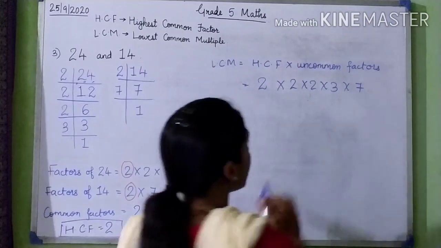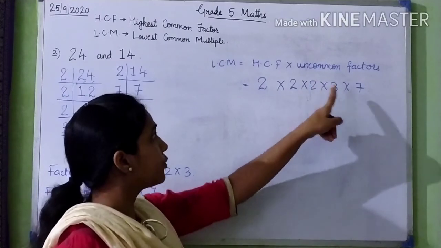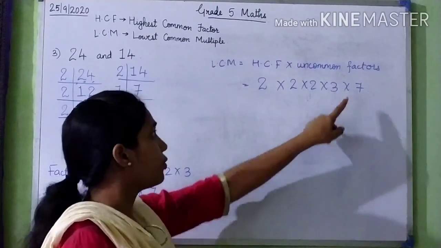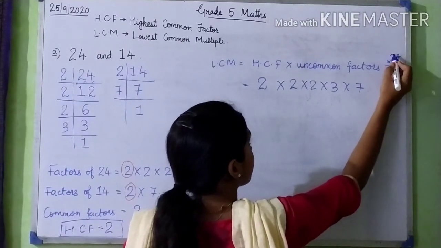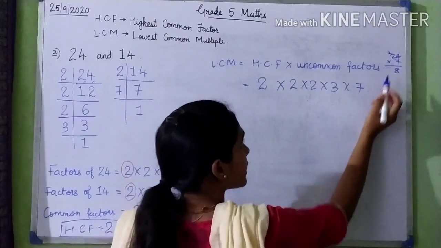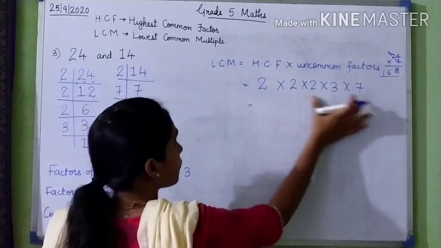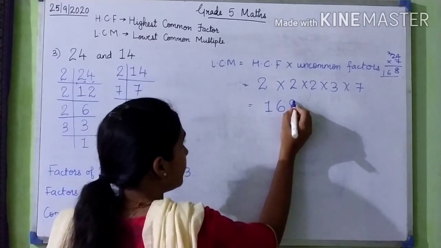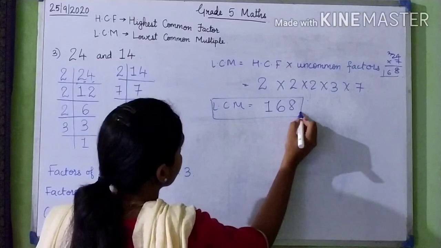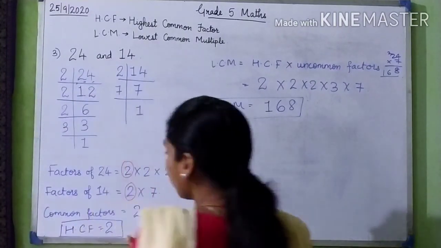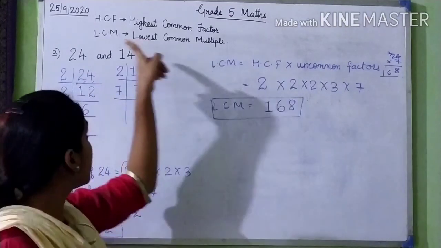Now I need to find the answer of this multiplication. So 2 into 2 is 4. 4 into 2 is 8. 8 into 3 is 24. Now 24 into 7. How much is 24 into 7? 7 4s are 28, 7 2s are 14, 15, 16. So 168. So the multiplication of all these numbers is 168. So our LCM is 168. So 2 is the HCF of 24 and 14, and 168 is the LCM of 24 and 14.